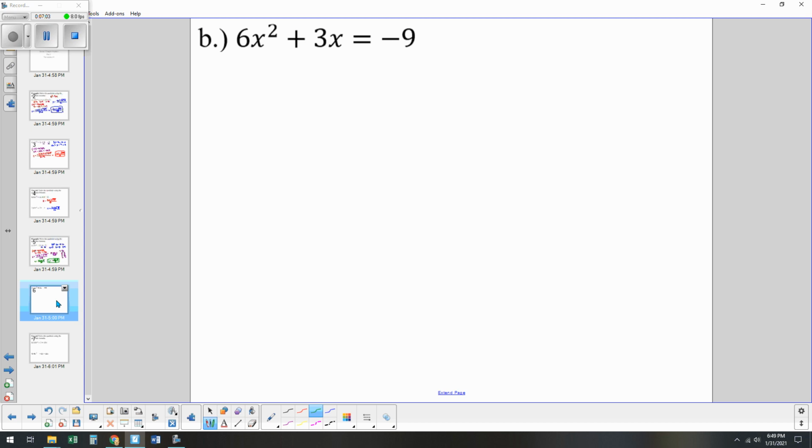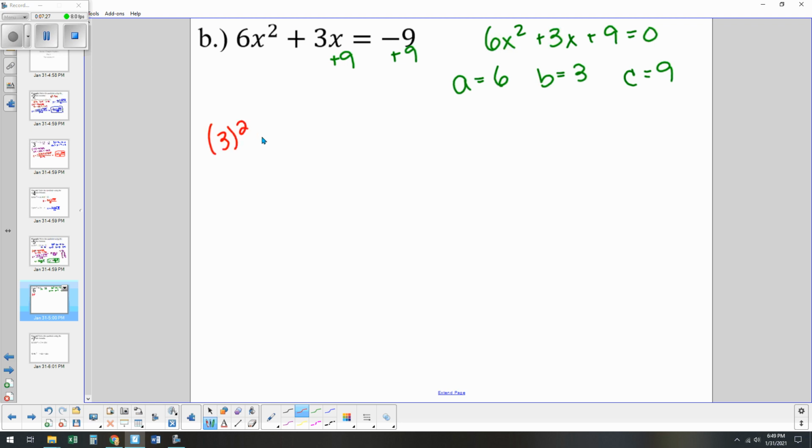Once again, not equal to 0 yet, so we're going to add the 9 first. So we have 6x squared plus 3x plus 9 equals 0. A is 6, B is 3, C is 9. So b squared minus 4ac, we get 9 minus 216 is negative 207.